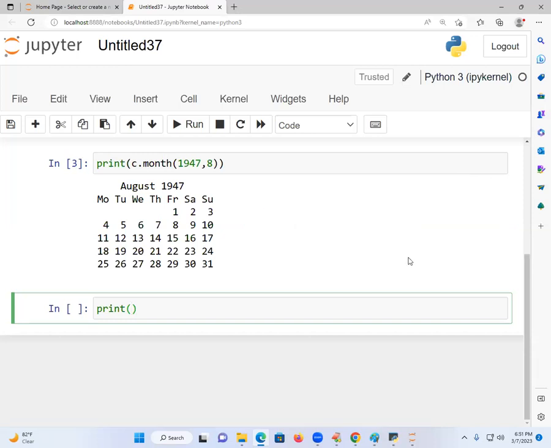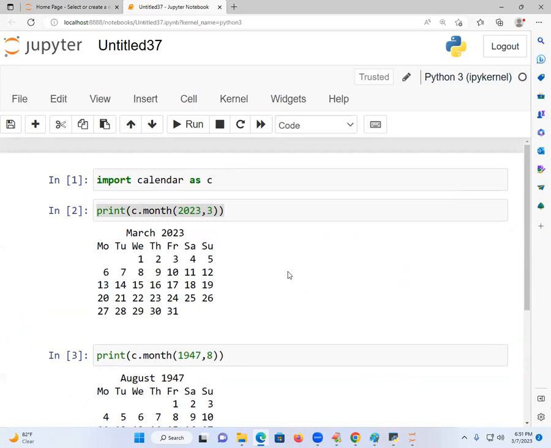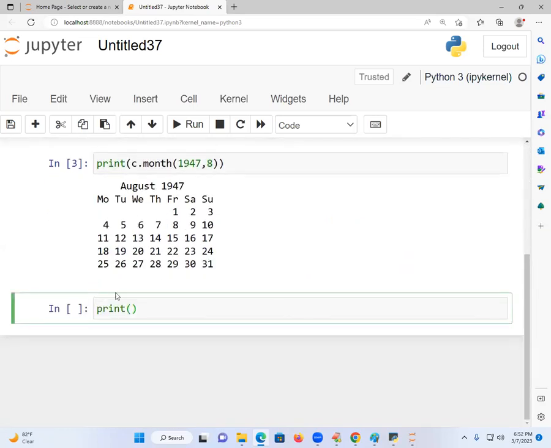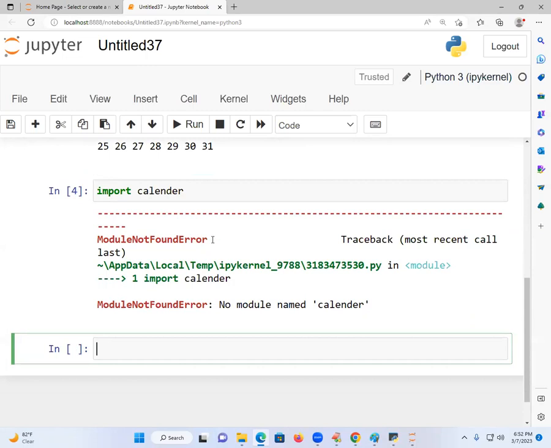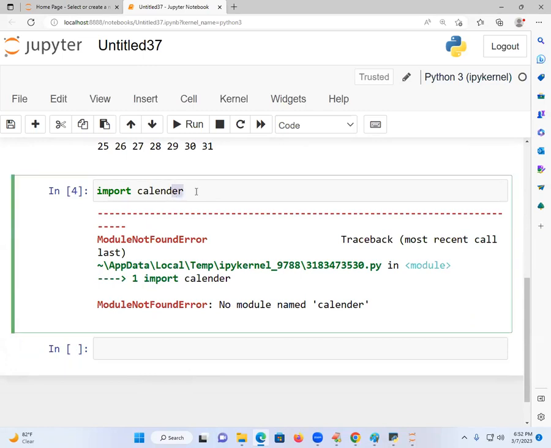If you write calendar wrongly and struggle there, you are not getting an answer. What is happening? You try to write import, and I am writing calendar like this. You are getting an error: module not found error. Getting an error is important. How effectively you write the coding without getting errors, that is called talent. Spellings are also important.